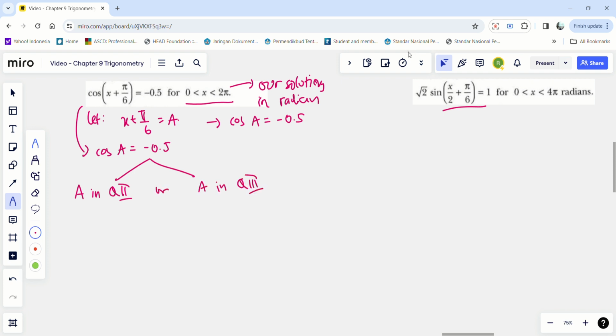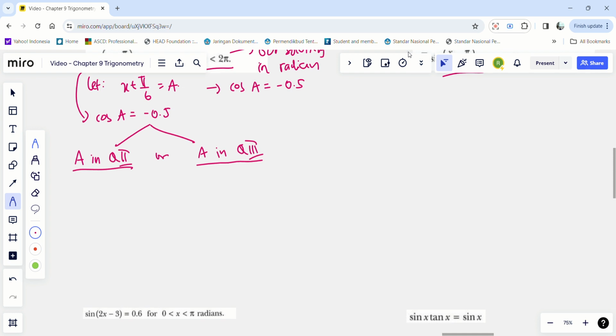Note that I put it as A in quadrant 2 or A in quadrant 3. It's not the x, but the value of A that will be in quadrant 2 or quadrant 3. That is an important detail for you to see later.